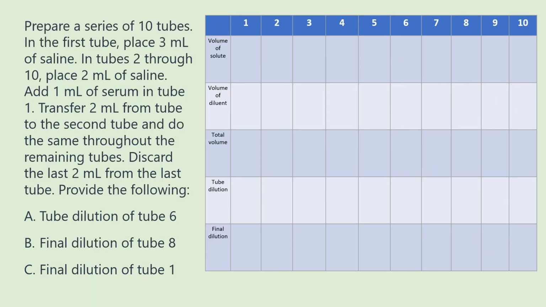Okay, so you prepare a series of 10 tubes. In the first tube, you are going to place 3 ml of saline. So for the first tube, the volume of diluent is 3 ml. In tubes 2 up to 10, you have to place 2 ml of saline, so 2 ml from tube number 2 to tube number 10.